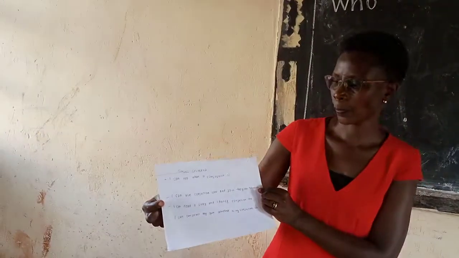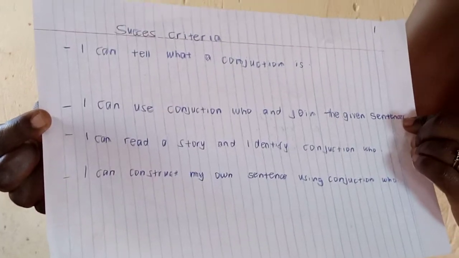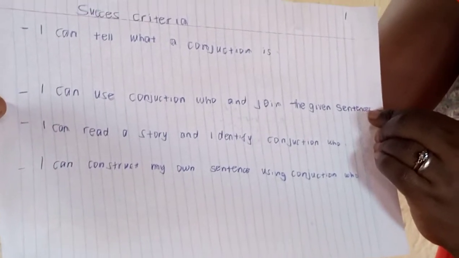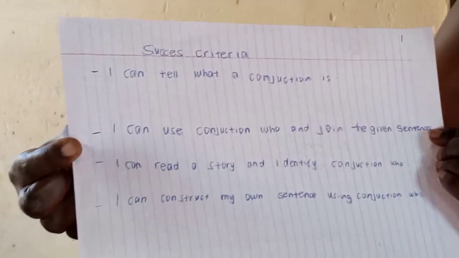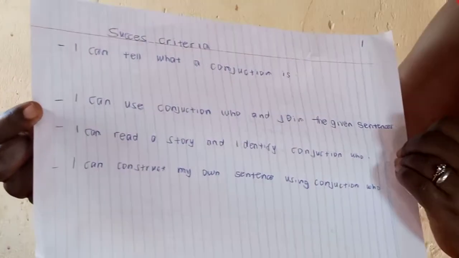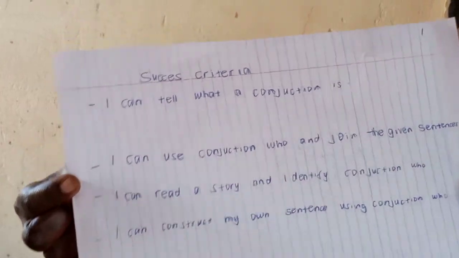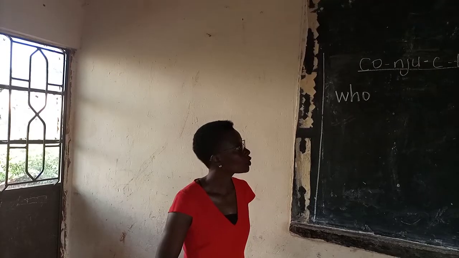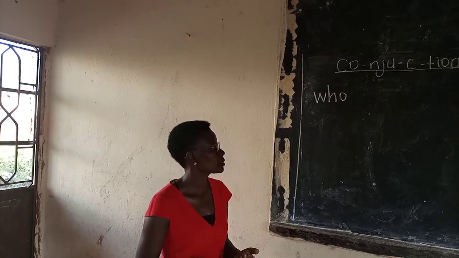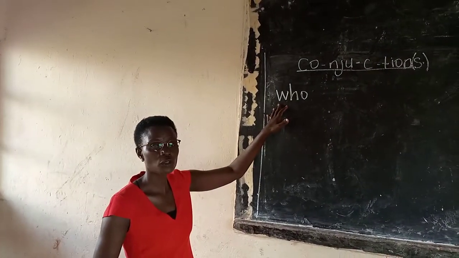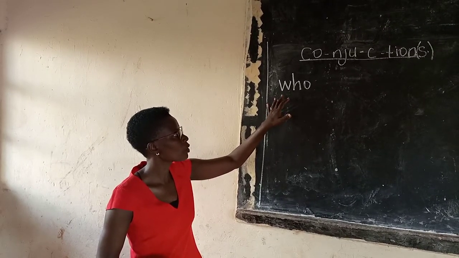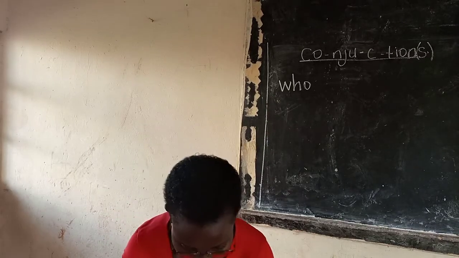before we continue. Criteria number one, I can tell what a conjunction is. I can use conjunction who and join the given sentences. Then I can read a story and identify conjunction who. I can construct my own sentences using conjunction who. We say conjunctions are words that we use to join two sentences. And today in particular, we are looking at conjunction who. And I told you that we use who when we are talking about things relating to people.